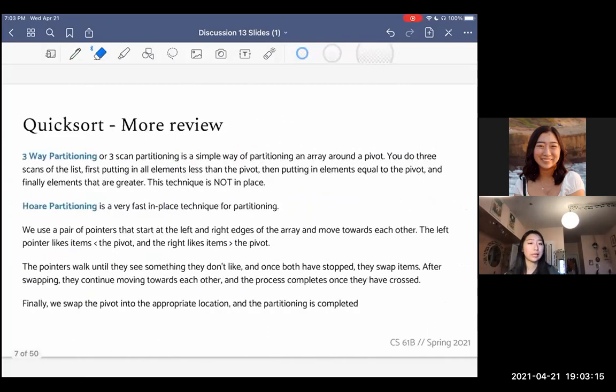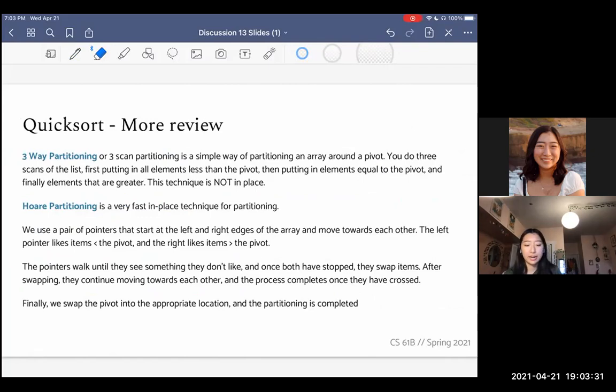Finally, we're going to talk really quickly about Quicksort. We went over it briefly last week, but now we want to talk about the details of different partitioning schemes. So a simple partitioning scheme for Quicksort is basically doing 3 scans of the list.